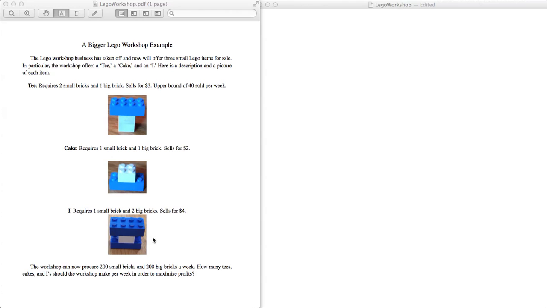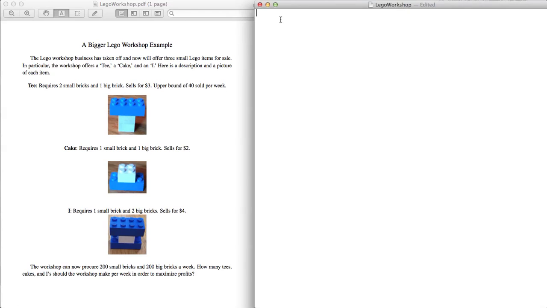We have a limited number of bricks each week that we can procure, so we can get 200 small bricks and 200 big bricks. What we're trying to figure out is how many T's, cakes, and I's the workshop should make per week in order to maximize its profits. If we look at this word problem, this description of the real-world application, the decision variables are strongly hinted at, and decision variables are always a good place to start when formulating a linear program, because the objective and the constraints will be expressed as functions of the decision variables.